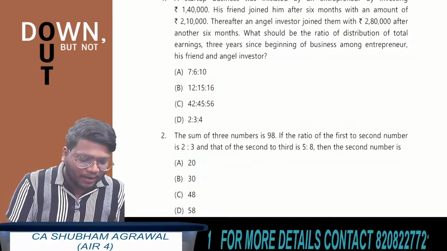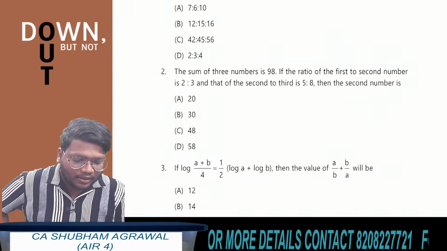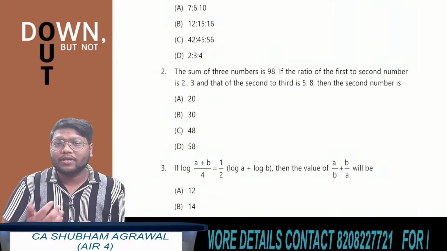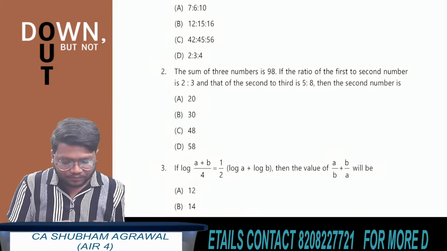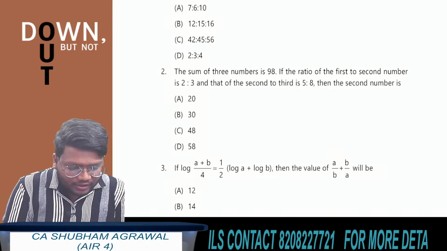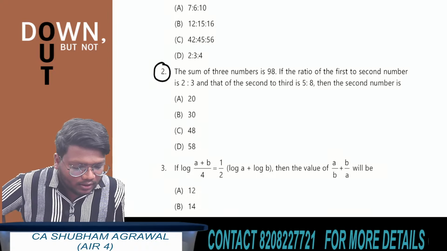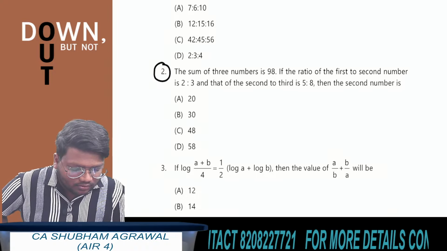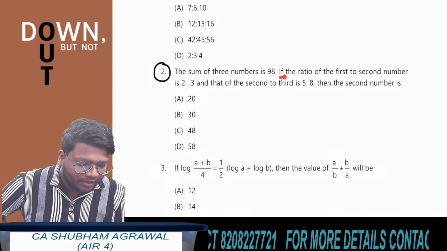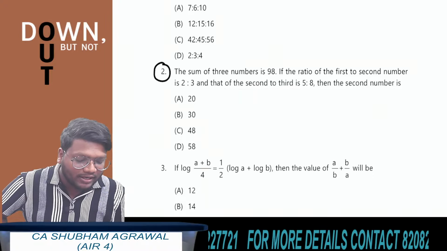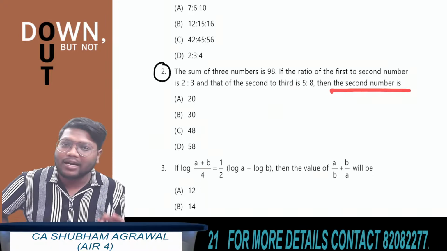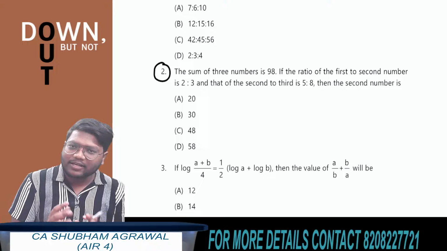See, I have opened this past year paper, and from this past year paper, we will be solving the questions of ratio, proportion, indices, and logarithm. Okay. All of you read this question number 2. The sum of three numbers is 98. If the ratio of first to second number is 2:3 and that of second to third is 5:8, then the second number is. Okay, this question is a very simple question.